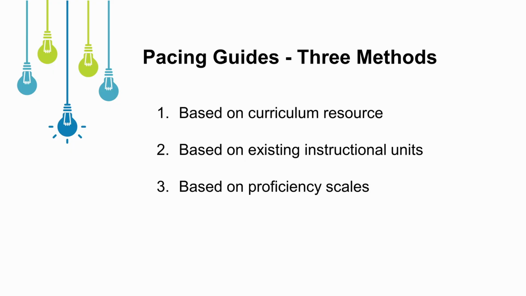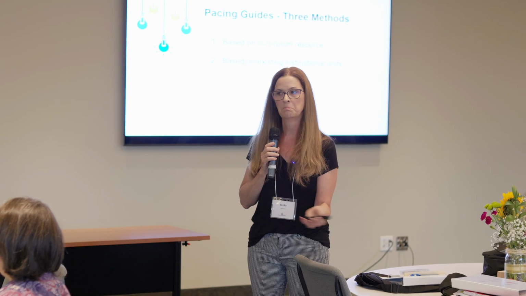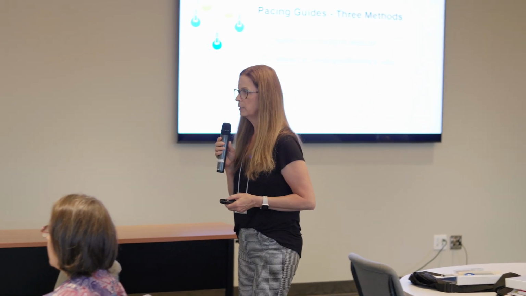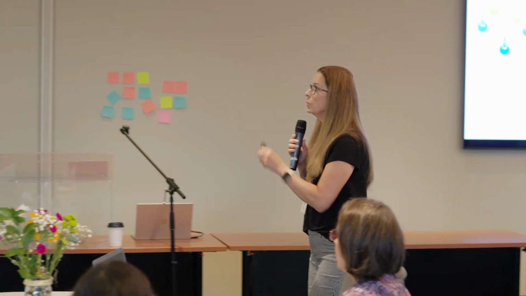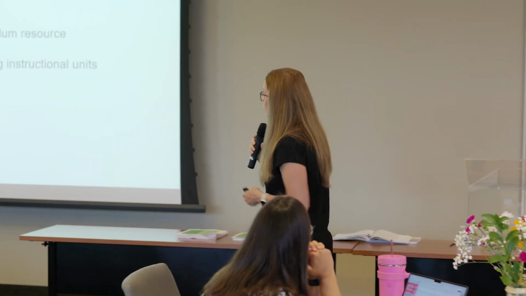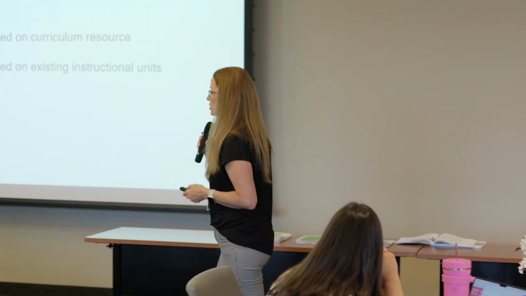It could be based on existing instructional units. Maybe you're a teacher that you've already developed all these very, very cool science units, and you teach those on a 4-year cycle in your multi-grade classroom. You could develop your pacing guide based on those current units as they align to the proficiency scales. Now, you may have to throw out a unit and build a new unit if it's not one of the proficiency scales. But I see a lot of my secondary teachers that do this.